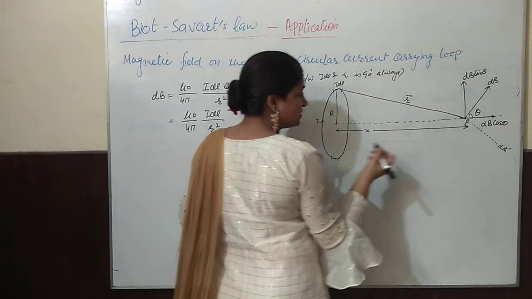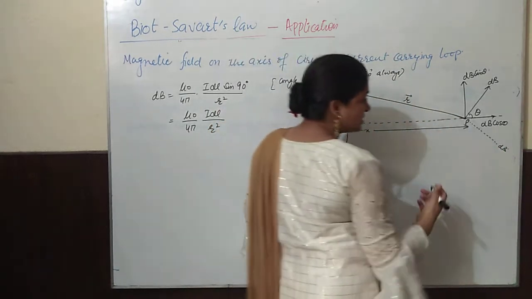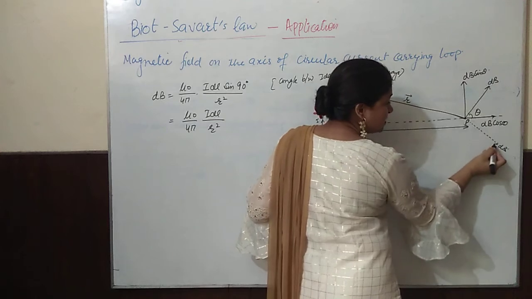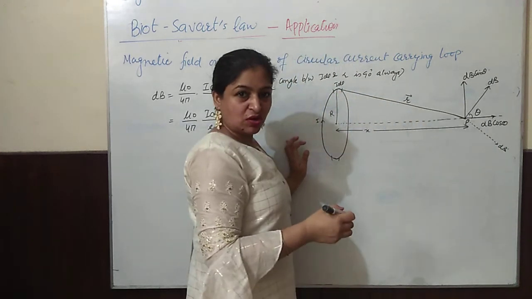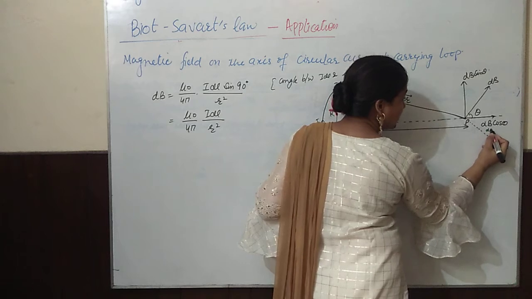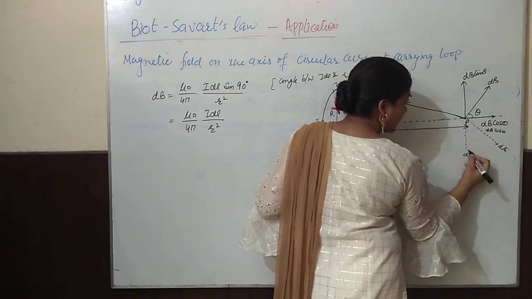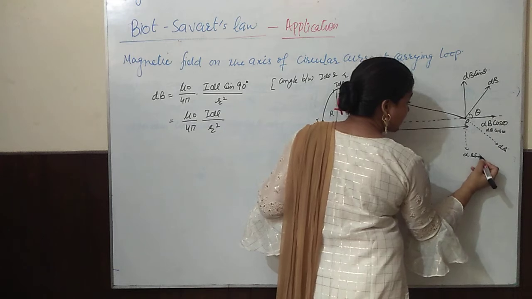dB' I can consider, or dB, it would be dB because of the symmetry. All the parameters are the same here. And if this magnetic field is also resolved into two components, one component would be in this direction, dB cos theta, and one component would be in this direction, that is dB sin theta.